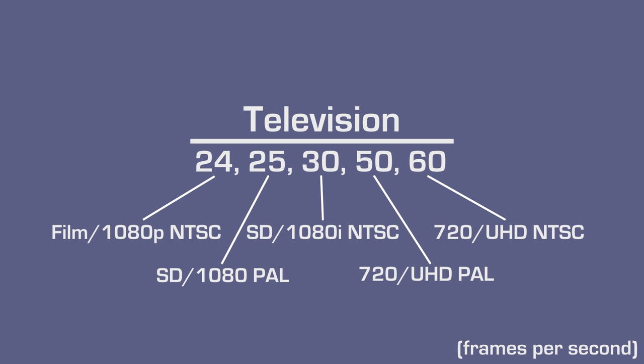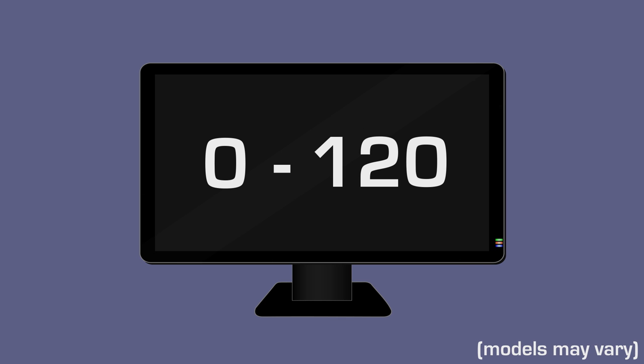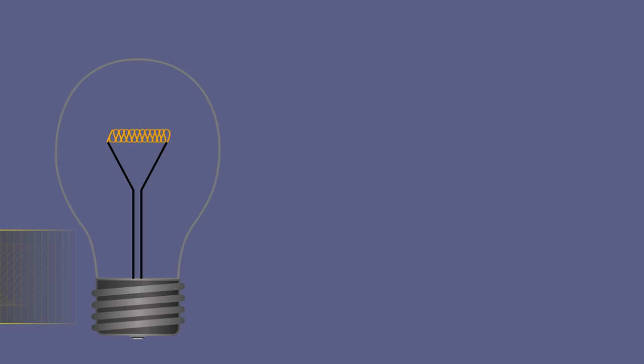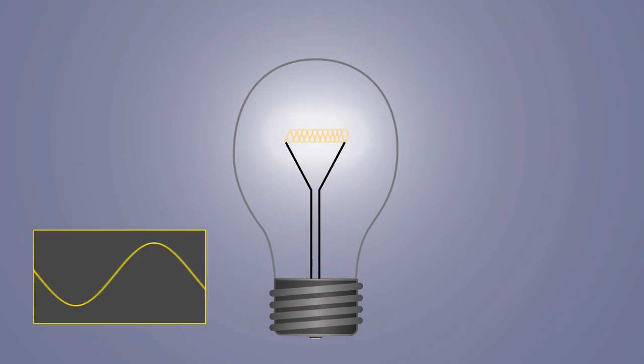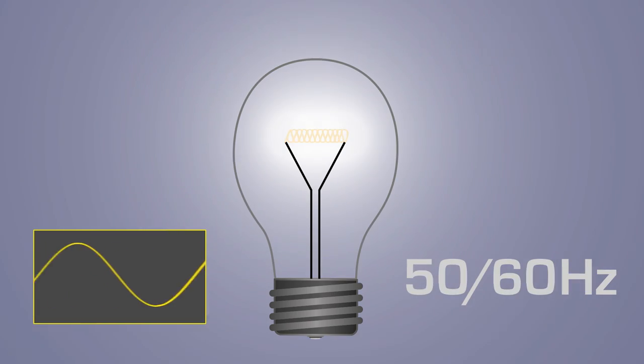For televisions, that number is 24, 25, 30, 50, or 60 unique frames, depending on how the program was captured and where in the world you're watching it. Computer screens, depending on their type, can flash between 0 and 120 times per second, while your overhead lights flicker at a rate of 50 or 60 times per second.